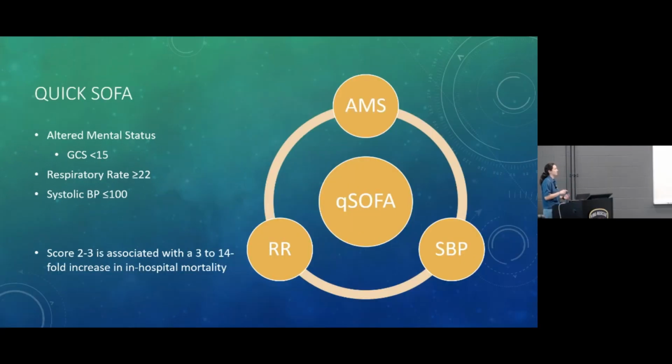So the Q-SOFA includes altered mental status, respiratory rate, and systolic blood pressure. Altered mental status, any GCS less than 15, is a point, respiratory rate 22 or above is a point, and a systolic of 100 or less is a point, and any score from 2 to 3 is associated with a 3 to 14-fold increase in hospital mortality.